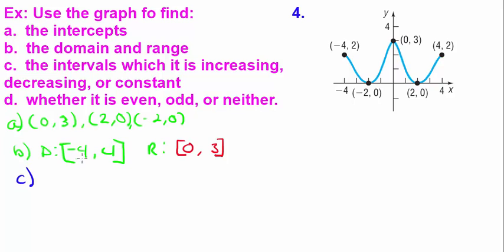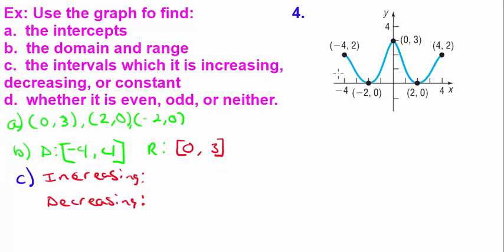So we need to find out whether the graph is increasing or decreasing or constant, and for which intervals it happens to be doing that. So I'm going to write increasing, decreasing, and I'm actually not going to write constant because I can tell visually very quickly that the graph is not constant at all. So I don't think we have any constant intervals.